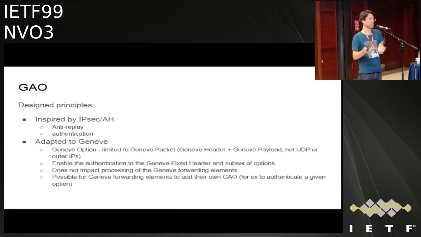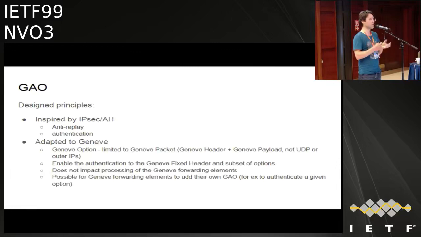As mentioned before, what we are doing has a strong IPsec flavor, and we use anti-replay and authentication. This is GAO, the Geneve Authentication Option. We use IPsec AH for that, and we adapted it for Geneve. It enables the authentication of the fixed header and a subset of the options. We believe it does not impact forwarding nodes that are not aware of these options.